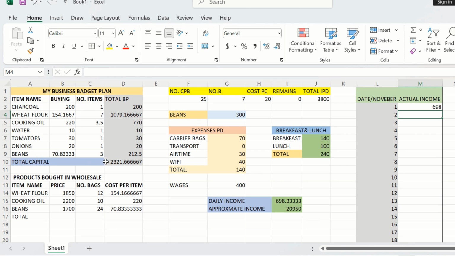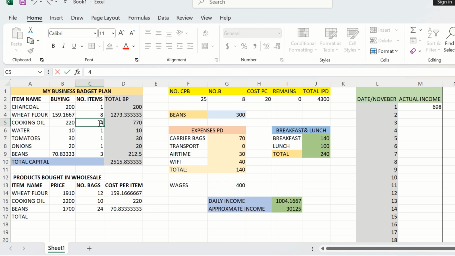Then assume on date 2 you bought these things and then the price was a little bit higher, that is 1910, and then you sold 8 bags, and the number of liters of oil that you used is that one. The cooking oil was adjusted, the cooking oil was a bit higher, so you bought at 23.50, and you consumed 4 of them.